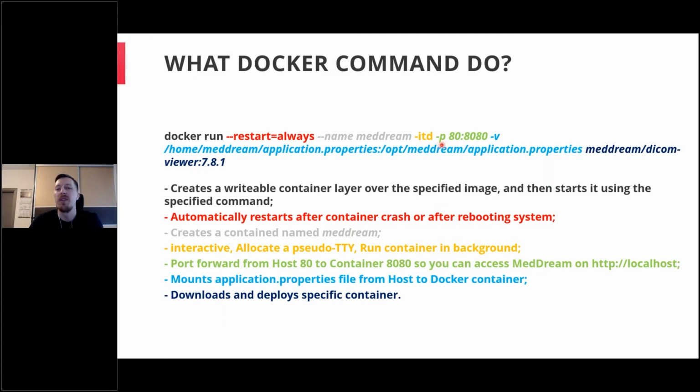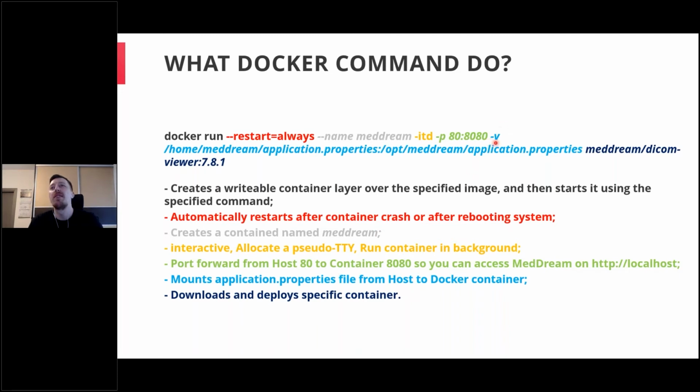Also, what is important is -p. With -p, we are doing port forwarding. On your host environment, on your server, we say that if we connect to port number 80 on the host server, it will go to container port 8080. By default, the MedDream port would be like this. So on your machine, on your server, on your computer, you would be able to access http://localhost or 127.0.0.1, and you would be able to access the MedDream Viewer, which actually runs inside the container on port 8080. That's why you will see that when we install DCM4CHEE, we will open many more ports for that.